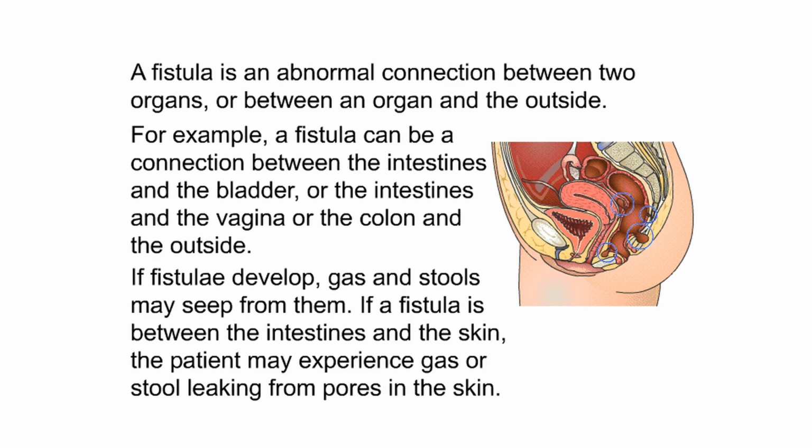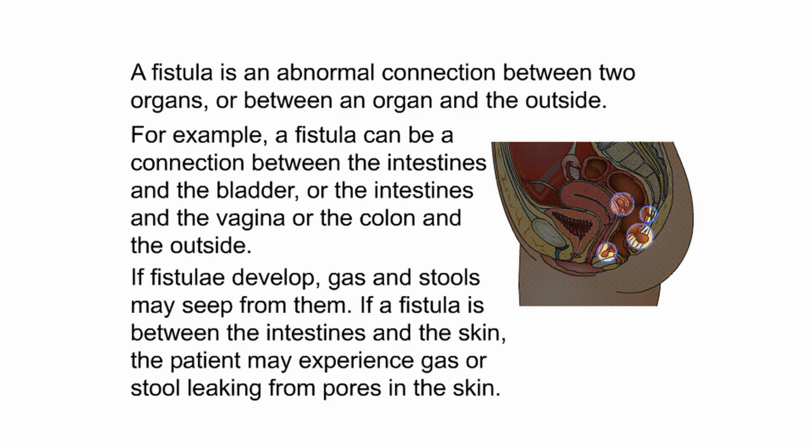A fistula is an abnormal connection between two organs or between an organ and the outside. For example, a fistula can be a connection between the intestines and the bladder, or the intestines and the vagina, or the colon and the outside. If fistulae develop, gas and stools may seep from them. If a fistula is between the intestines and the skin, the patient may experience gas or stool leaking from pores in the skin.